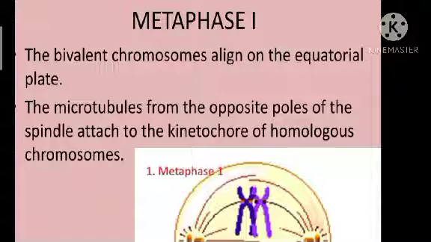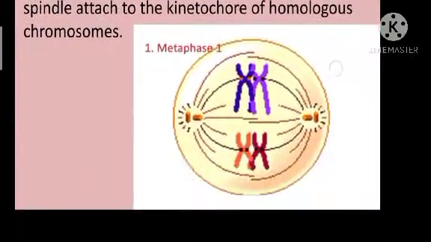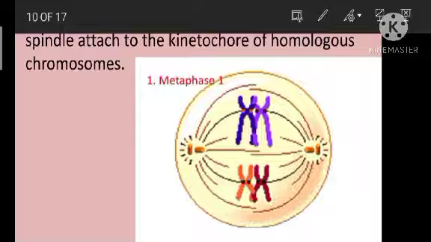Prophase I is followed by metaphase I. During metaphase I, the bivalent chromosomes align on the equatorial plate. Here, this is the center of the cell. So all these chromosomes, you can see, get aligned in the center of the cell. And the spindle fibers will be attaching to the kinetochores of the homologous chromosomes from the opposite poles.